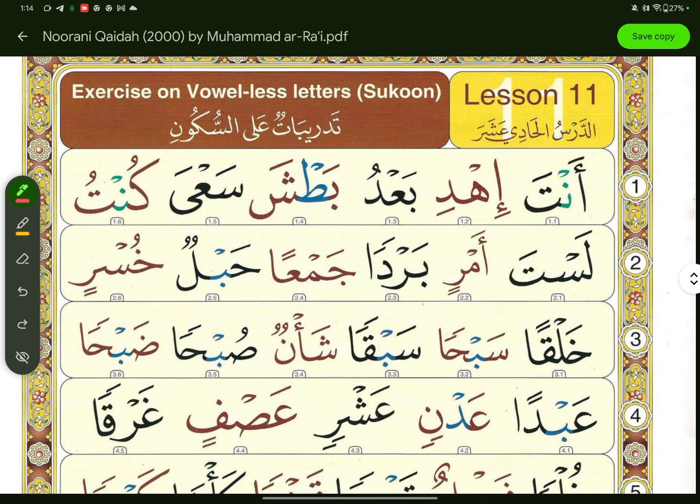Batasha. Yeah, correct. Batasha. Very good. Ahsant. What does ahsant mean? Correct.